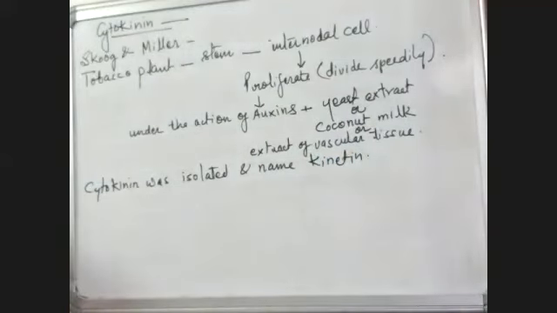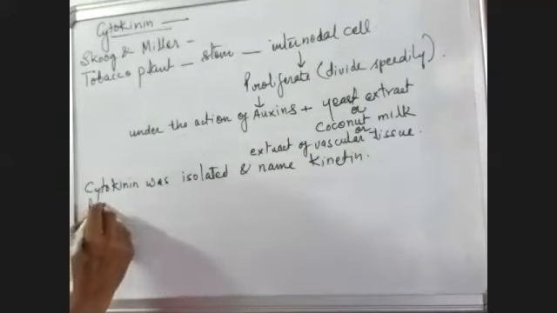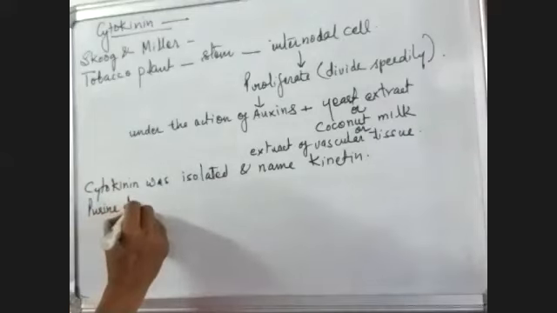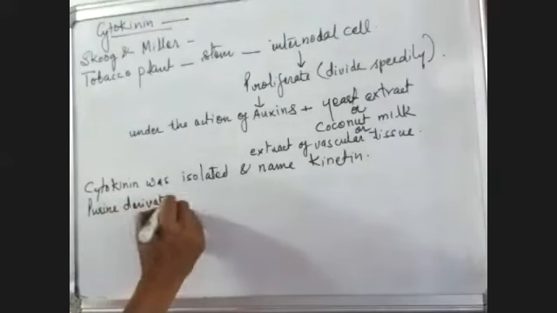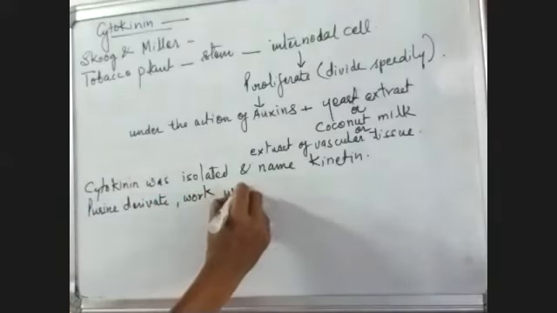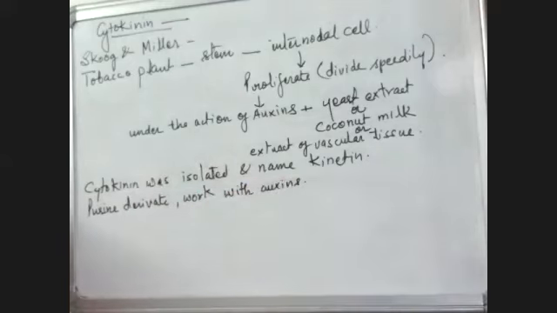Now this is a purine derivative. Cytokinin is a purine derivative. Like gibberellin was a terpene derivative, this cytokinin is a purine derivative, that means nitrogen based. Aminopurine derivative or purine derivative. And it works better with auxins. It was observed and named by Skoog and Miller.